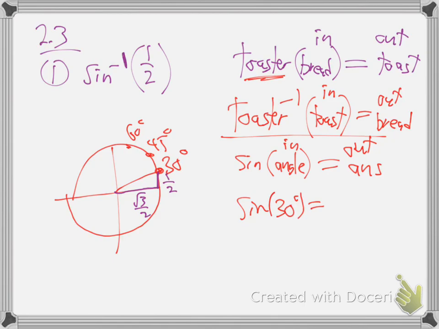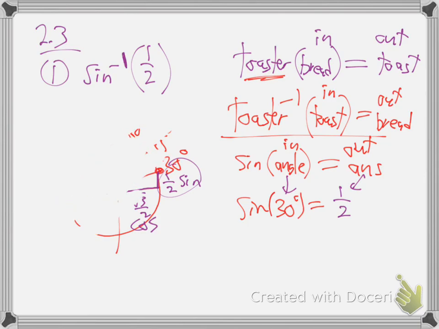And which one is cosine and sine? Cosine is always the x, sine is always the y. Sine is always the height. Are you getting comfortable with that? So sine of 30 degrees is a half, huh? So in other words, you put in an angle, you get out an answer, for a normal sine, cosine, tangent, whatever. Now, with that in mind, let's think vice versa.